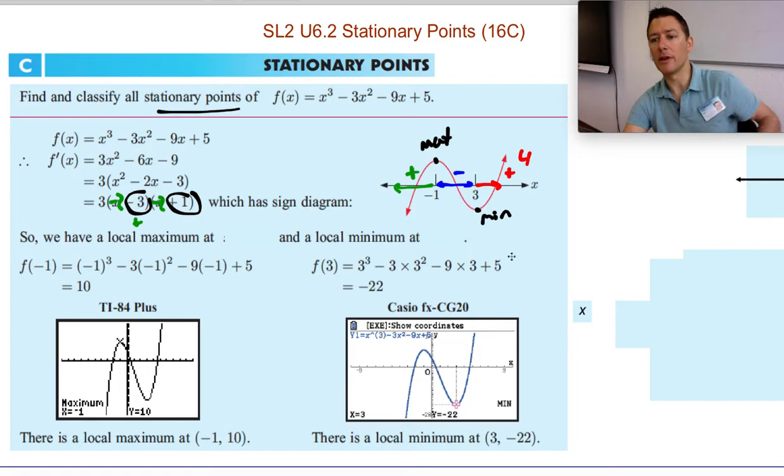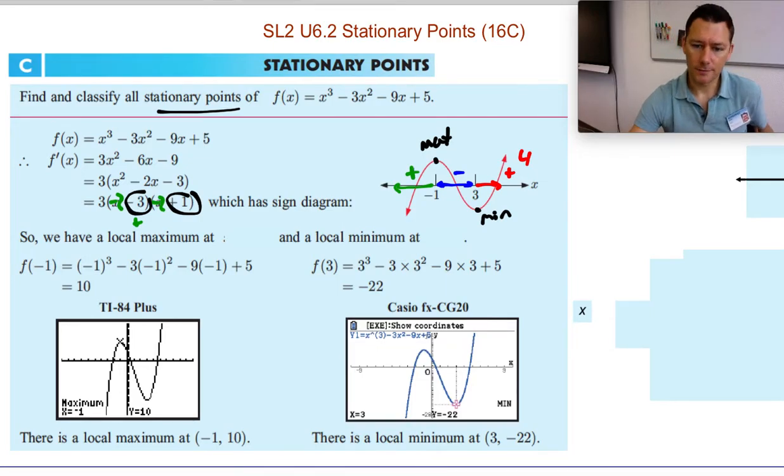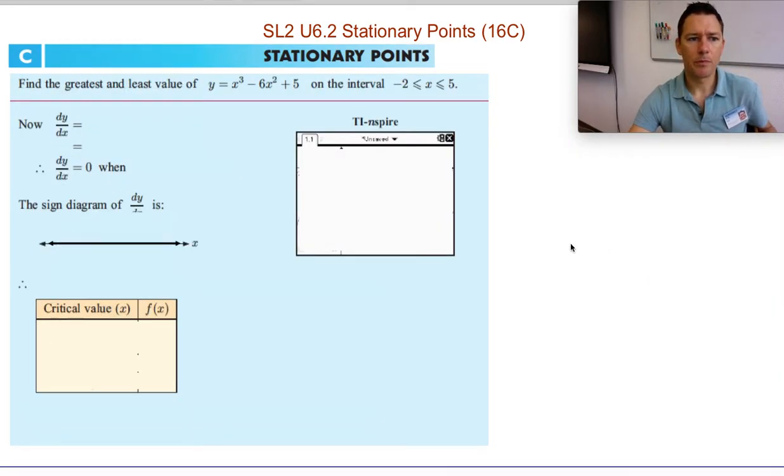We found local maxima and local minima, but no inflection points. Fine. This is the same sort of idea. So if you're a little fuzzy, walk through this again with me. But if you're like, I got it, then move on.